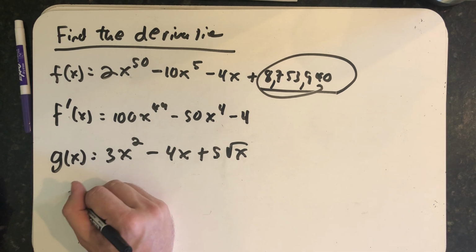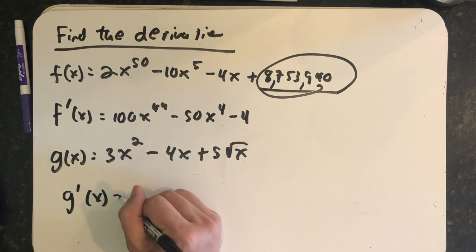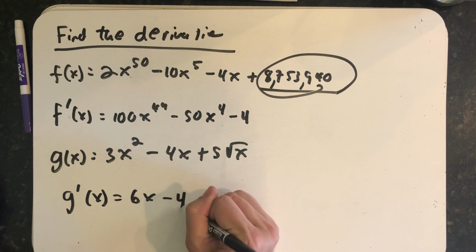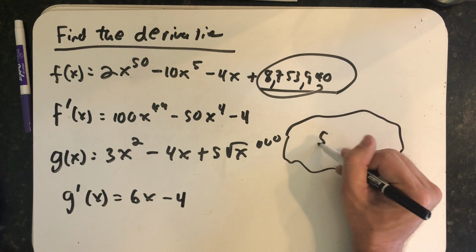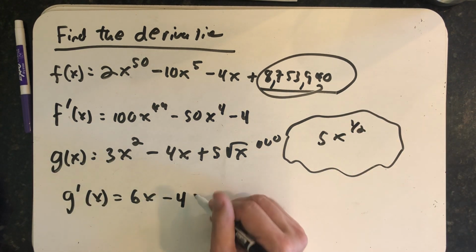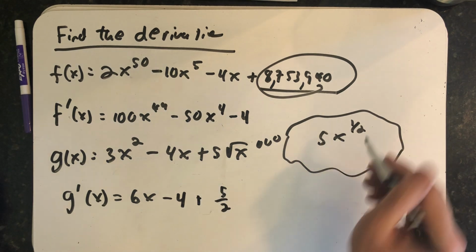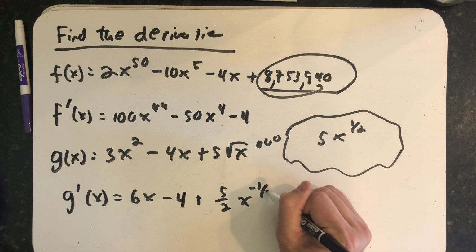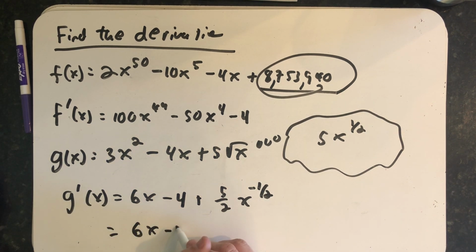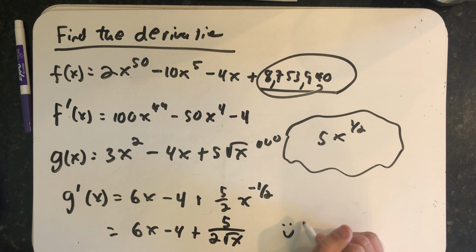All right, g prime, 6x minus 4. And now I need to think about that root x as an x to the 1/2. 5 over 2, right? Because 1/2 times 5 is 5 over 2. X, and then 1/2 minus 1 is minus 1/2. So I have 6x minus 4, and I don't like leaving something with a negative exponent, so I'm going to rewrite that as 5 over 2 root x. And there's my nice, happy derivative. Oh, we'll do plenty more examples, but let's learn some more rules first.